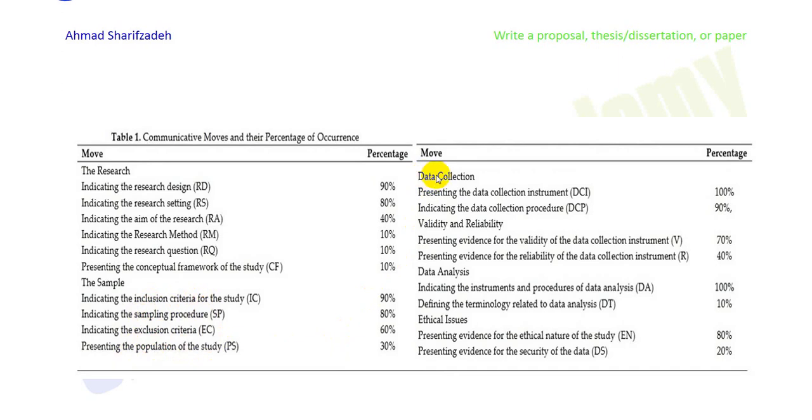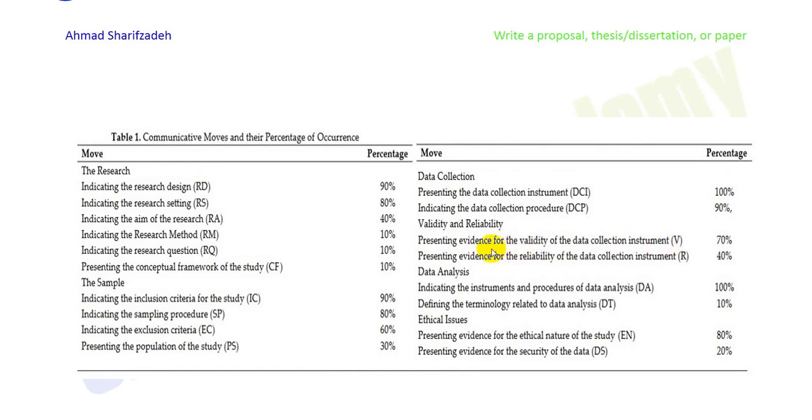Here we have to talk about data collection, as you see here. Data collection is a must. Presenting the data collection instrument, you have to talk about it. You have to tell how and what I used to collect data. Indicating the data collection procedure, you have to tell how I collected data. Validity and reliability, you have to have another subsection. Presenting evidence for validity and reliability of the data collection instrument.